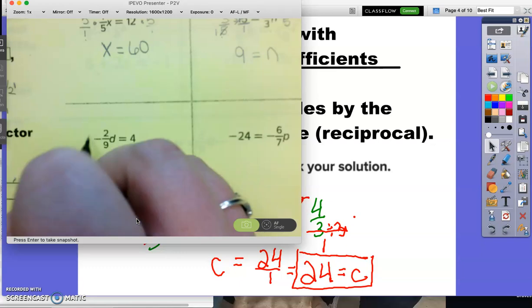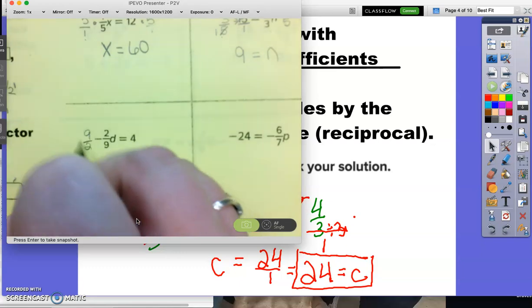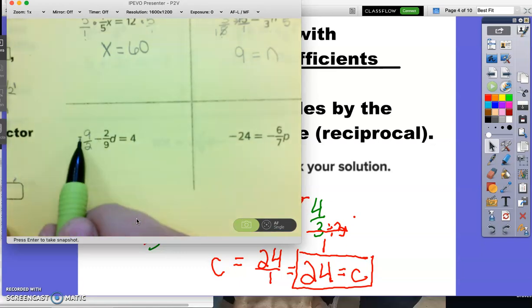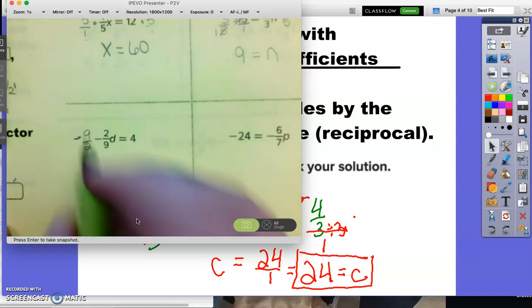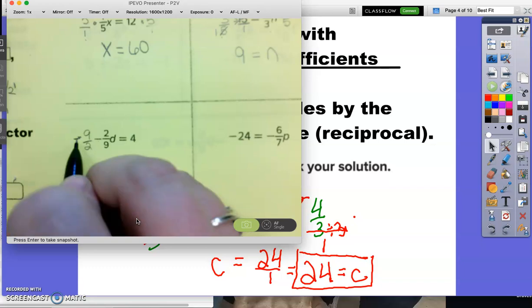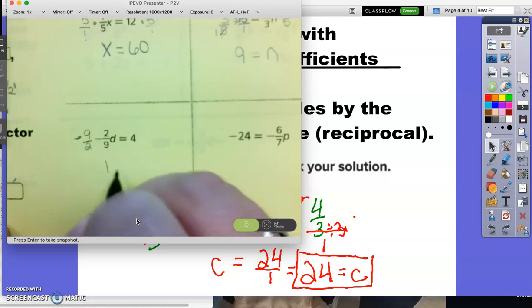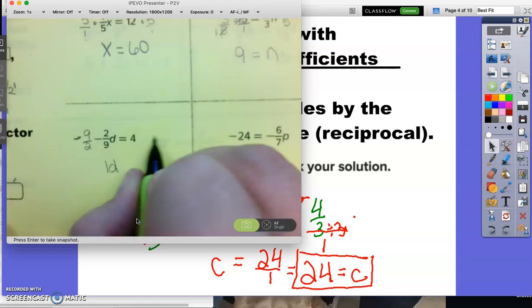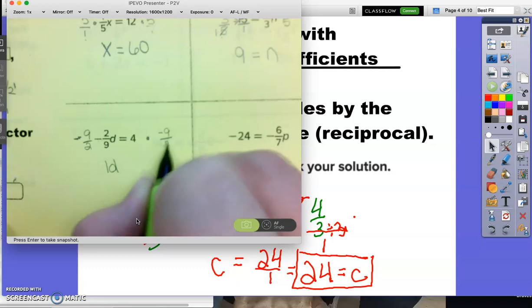So here I need to multiply by its reciprocal, but that negative has to come with it too, because I want to get a positive 1. So positive 1, because a negative times a negative is a positive 1d. Again, you don't have to write that 1. But then I have to do the same thing to this other side, negative 9 over 2.